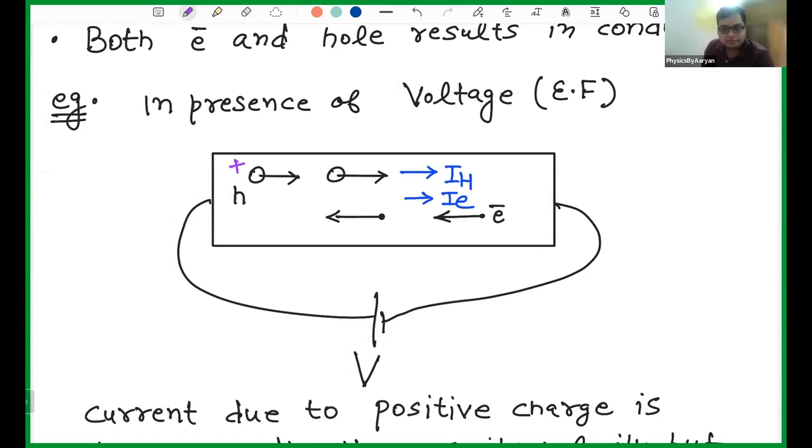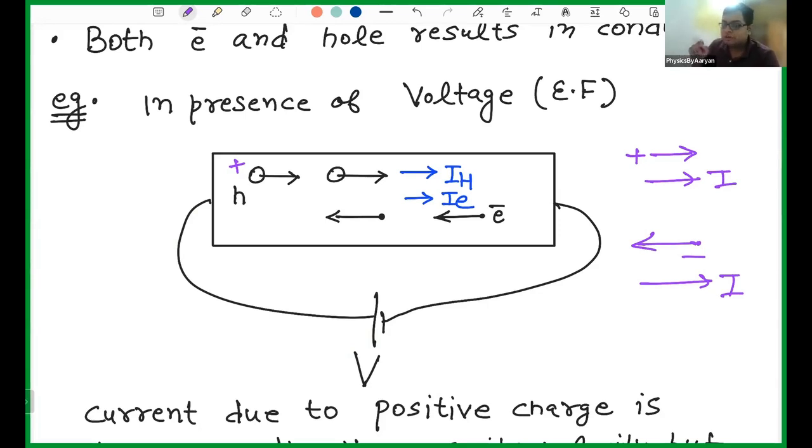Now you apply the battery. What will the positive terminal do? It will repel this hole. So this hole is now moving in this direction. And what will this positive terminal do to the electron? It will attract the electron. So now the electron is moving in this direction. So the positive charge is moving in this direction and the negative charge is moving in this direction. You know from basic electricity, in whatever direction your hole or positive charge is moving, your current will also be in the same direction. And in whatever direction your negative charge is moving, your current will be in the opposite direction. I hope everyone knows that if the positive charge is moving to the right, then the current is also to the right.